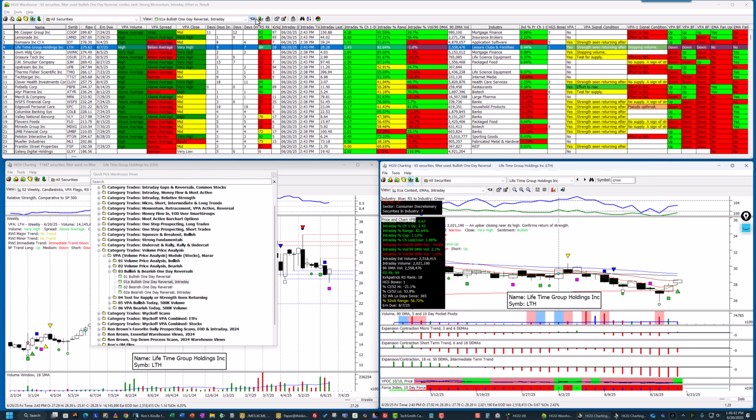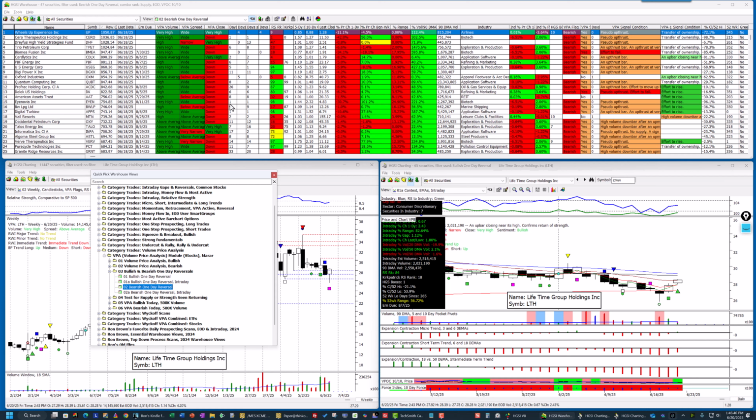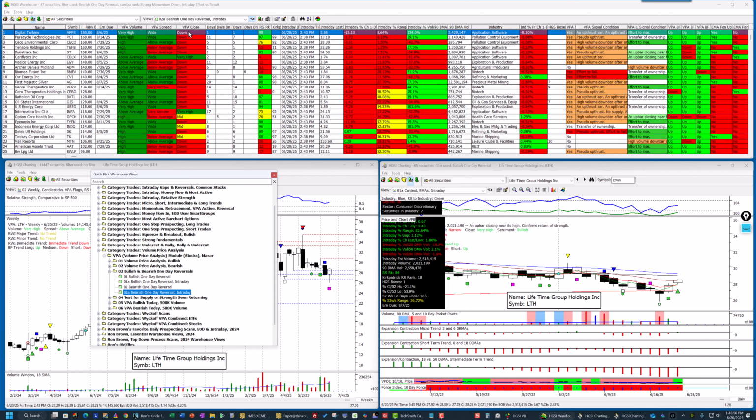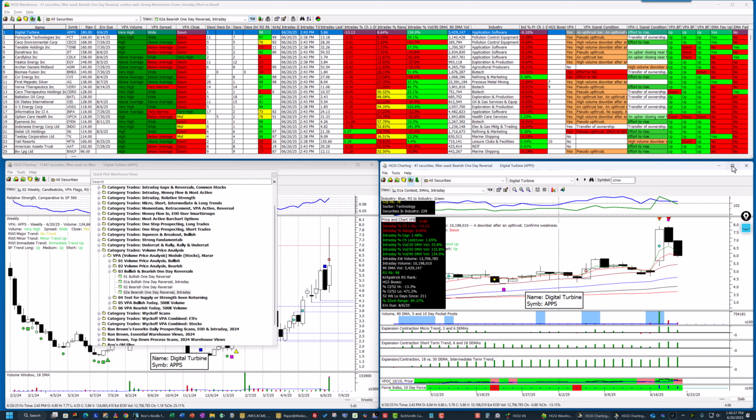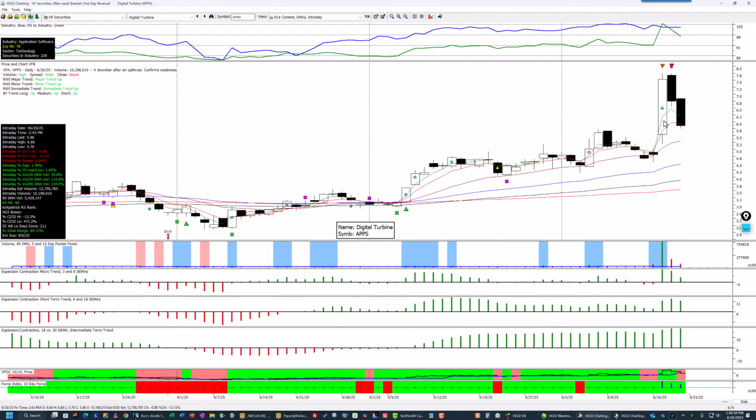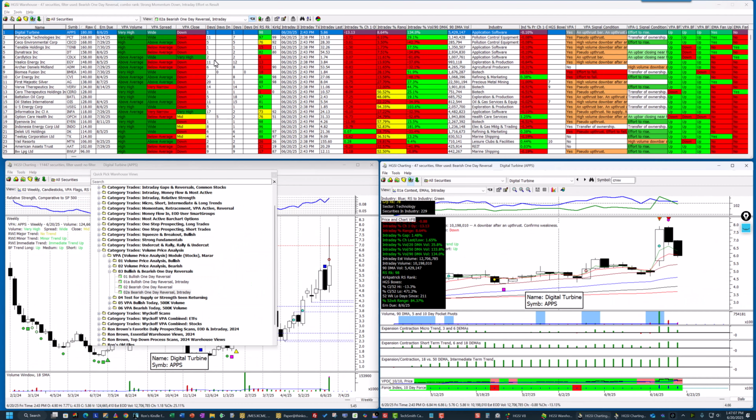Now moving on, I'm just going to look at the bearish one-day reversals here. Let's go to the intraday version. So Digital Turbine, APPS, you can see that had a big up day here, and this was a one-day reversal here, and it's following through to the downside today.